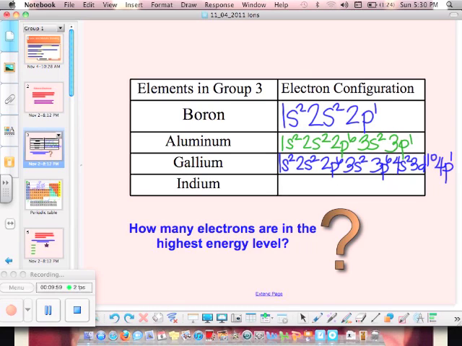So I will stop this video here for you to work on indium and to work on your highlighting. And in the next video, I will give you the answer.